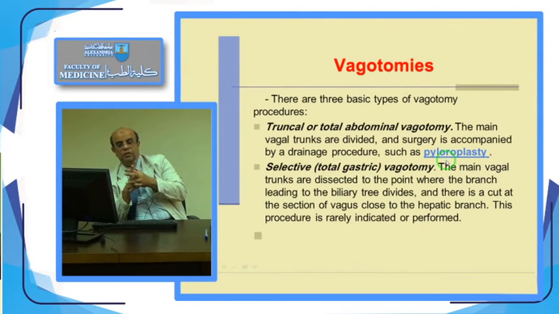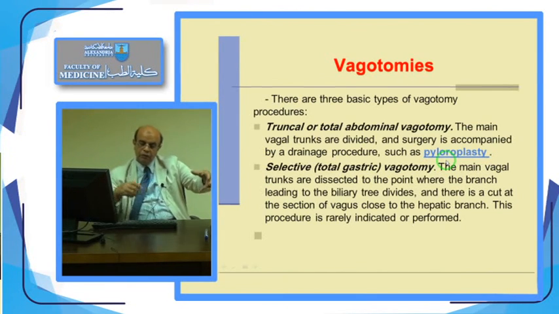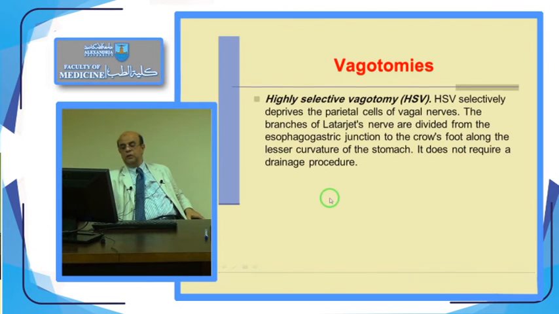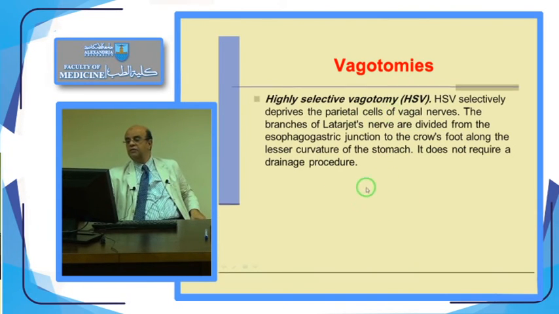Or we do a gastrointestinal drainage by a gastro-jejunal anastomosis, or there may be a selective gastric vagotomy that cuts the branches that go from the vagal trunk to the parietal cells and leaves the nerve of Latarjet, which has a motor part for the pyloric sphincter, permitting it to relax, and this is a highly selective vagotomy.